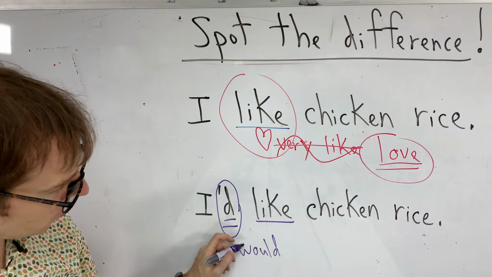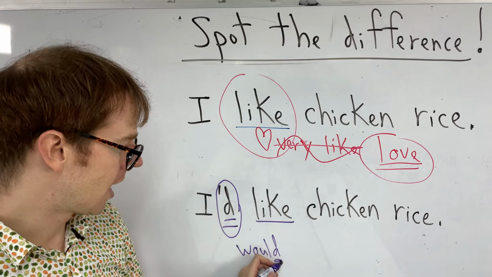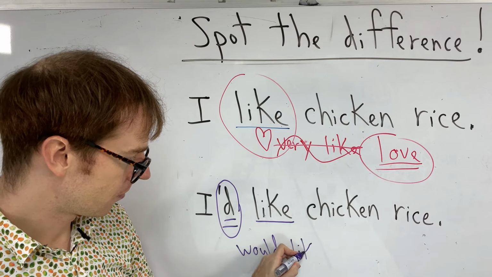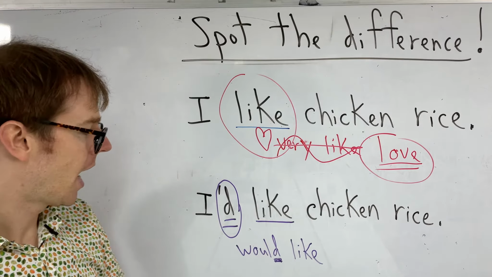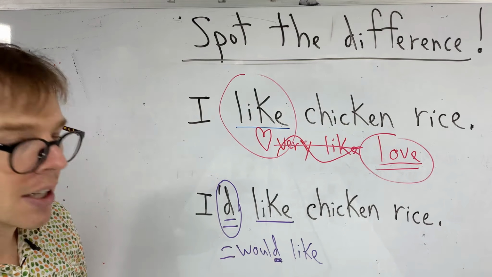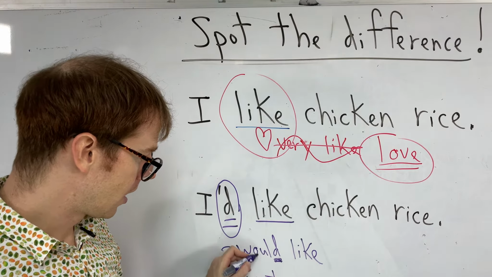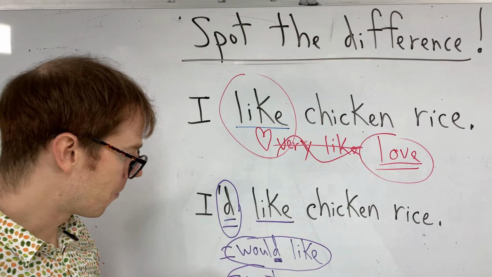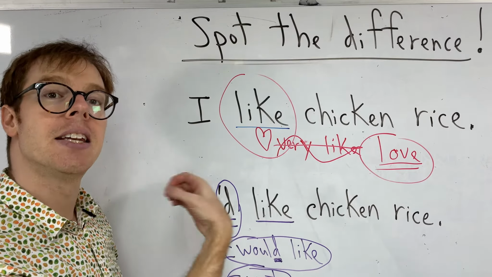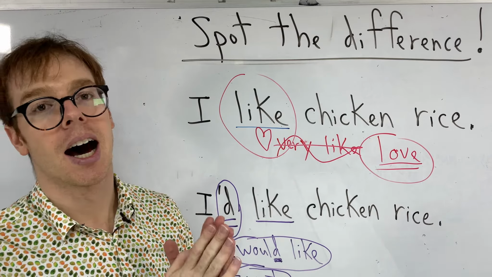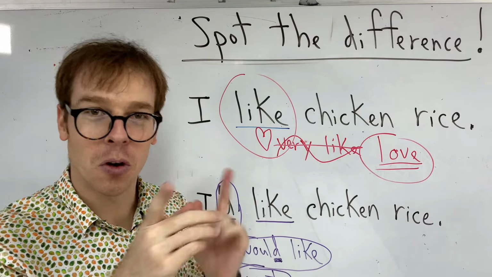Because in English, I'd like is actually I would like. It's the short version. I would like some chicken rice. I'd like chicken rice. And if I say I would like, it's the same idea as I want. That is my feeling when I use the would, the I'd. I would like chicken rice. I want chicken rice.